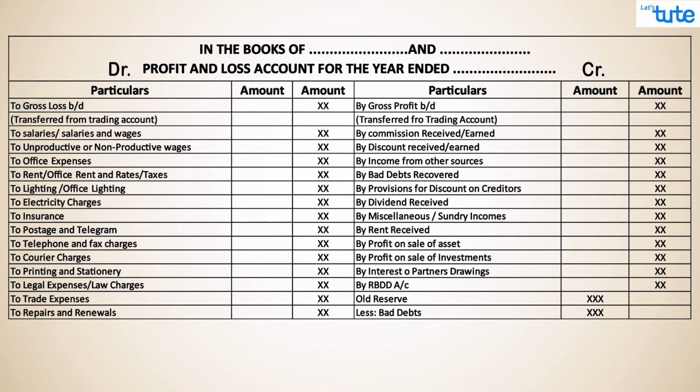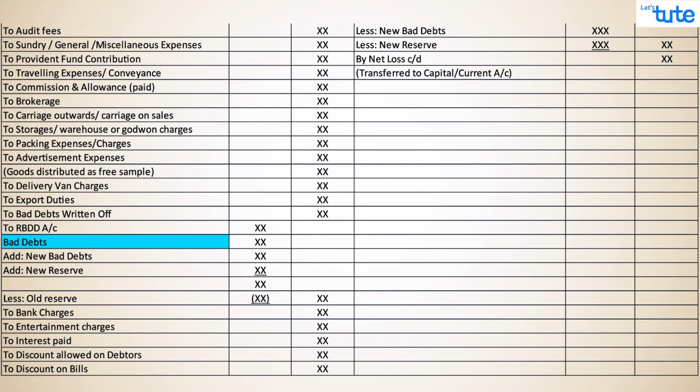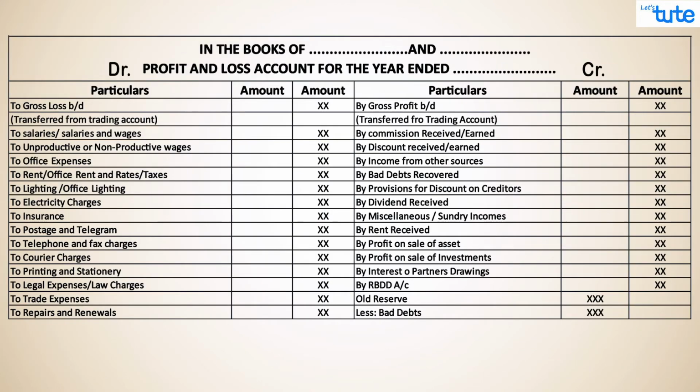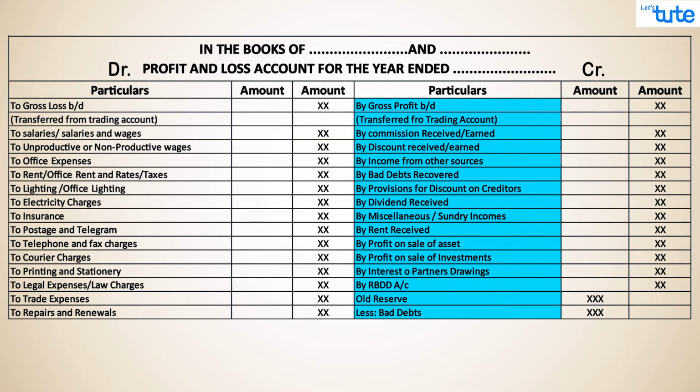All indirect expenses, that is revenue expenses of the business like office and administrative expenses, selling and distribution expenses, are debited to the P&L account. For example, salary, printing and stationery, audit fees, bad debts, etc. All indirect incomes, that is revenue incomes like commission earned, discount received, interest received, rent received, sundry incomes, etc. are credited to the P&L account.